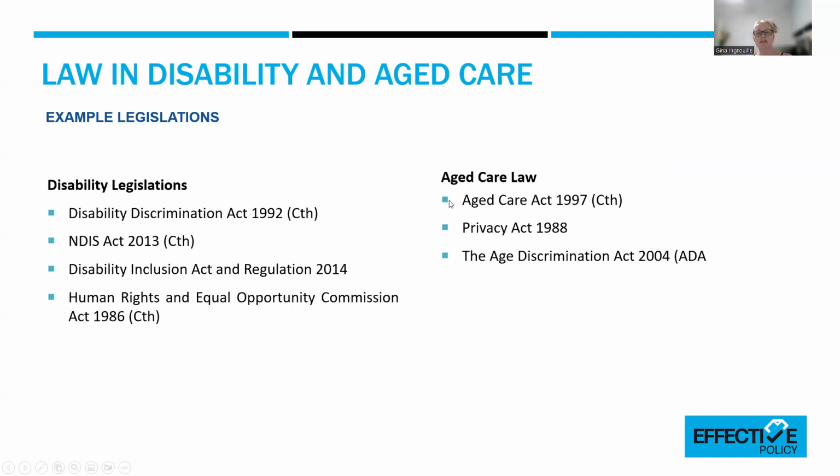Examples of some of the legislation that we see in disability and aged care. In disability, of course, we have the Disability Discrimination Act 1992. We have the NDIS Act 2013. We have Disability Inclusion Act and Regulation 2014. And we have Human Rights and Equal Opportunity Commission Act 1986. In aged care, we've got the Aged Care Act 1997, the Privacy Act 1988, and the Age Discrimination Act of 2004.